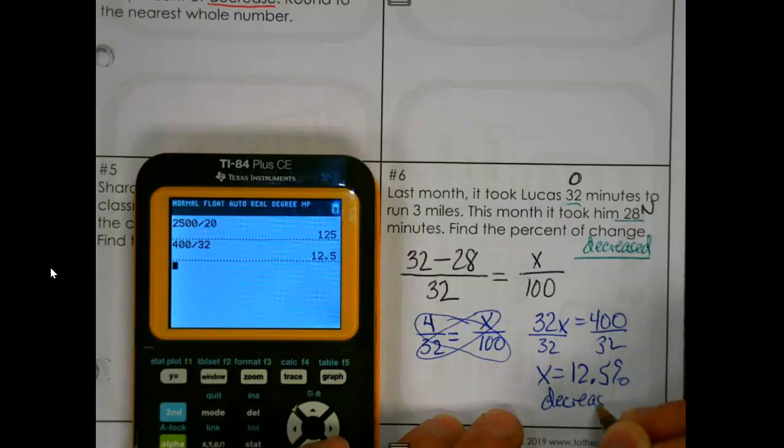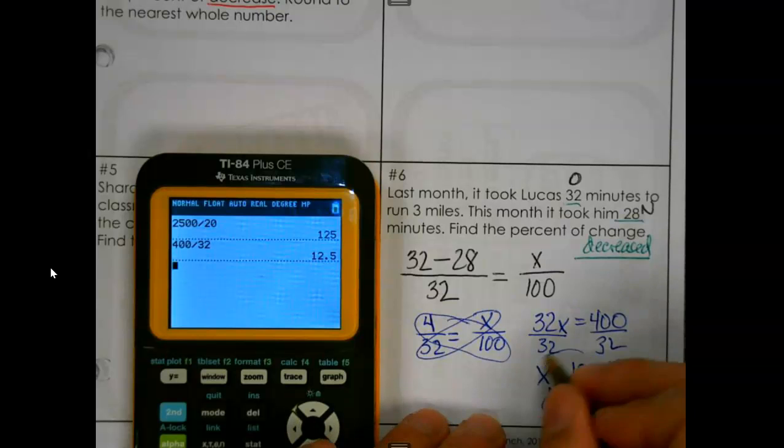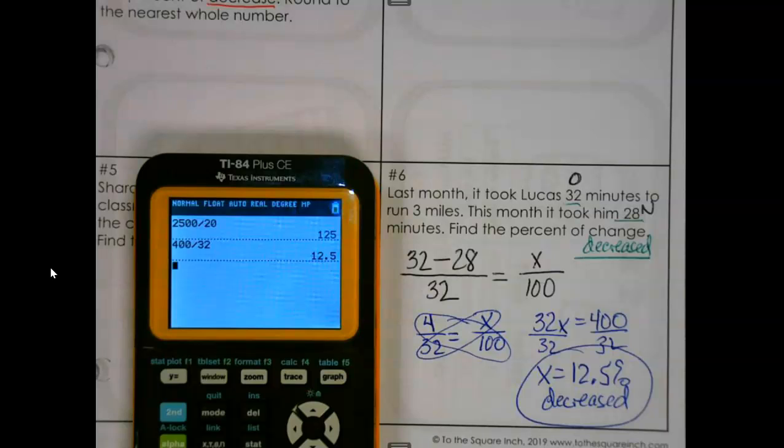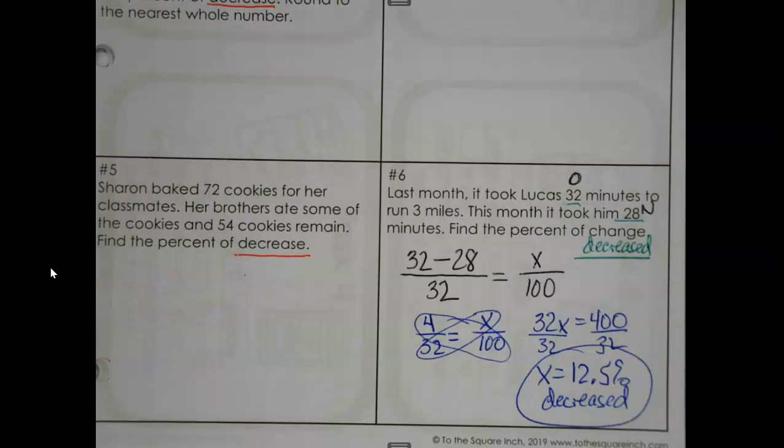So Lucas decreased his time by 12.5%. Not bad, especially for a month. Yeah, that's some good progress. So that's what we're taking a peek at here.